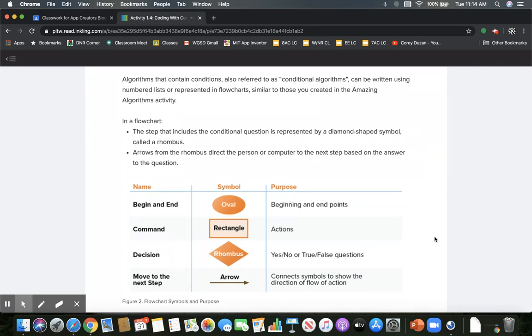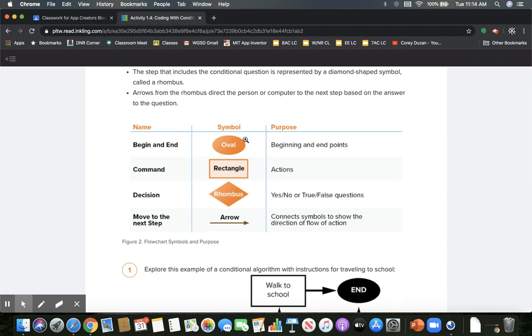So algorithms that contain conditions, we also call these conditional algorithms. They can be written using a number of representations, like lists, flowcharts, and so on. So we did this last time. Ovals begin and end it. Rectangles are the actions. Arrows move to the next step. Now we have a rhombus. These are our true, false, yes, no statements.